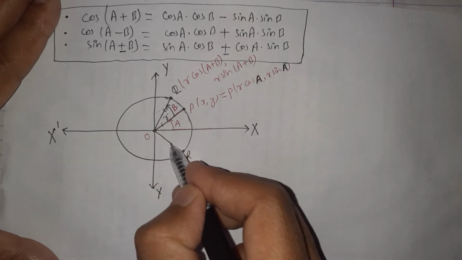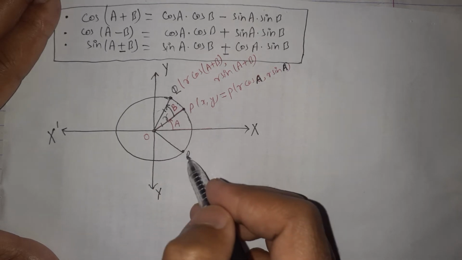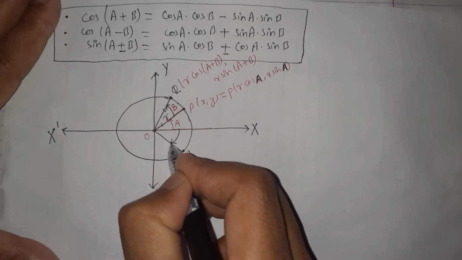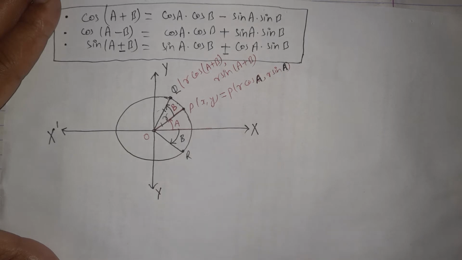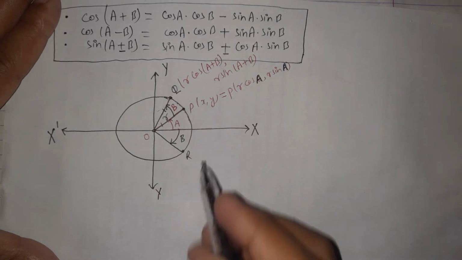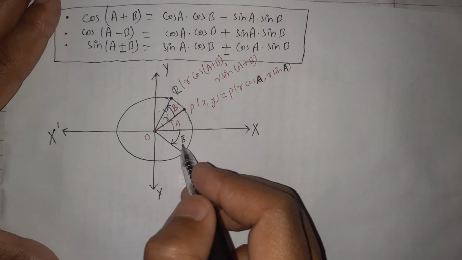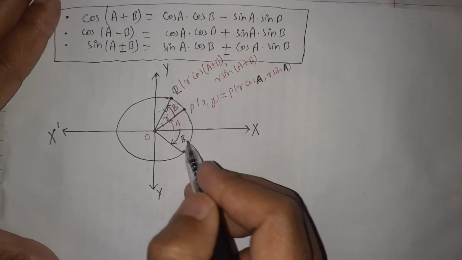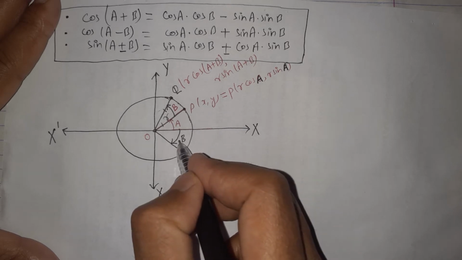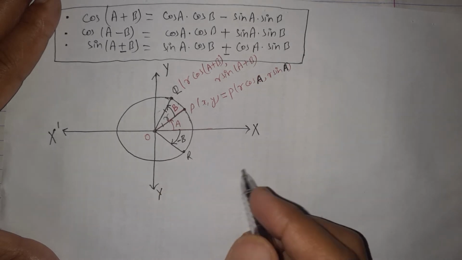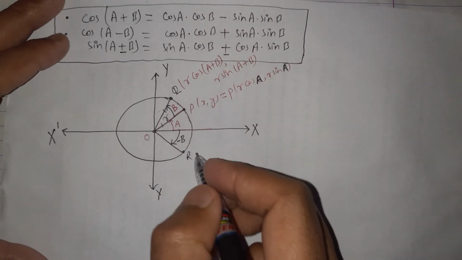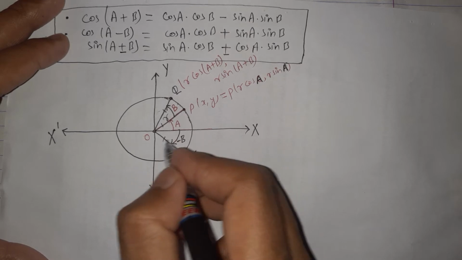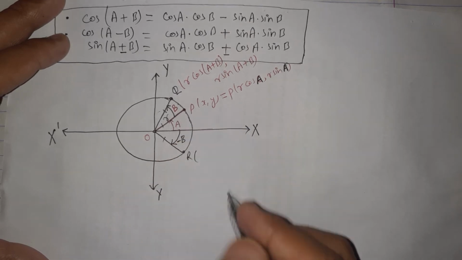The line segment which connects O and R is at, let's say, B degrees below the positive x-axis. Here we take the third point R, which is at B degrees below the positive x-axis. So the angle will be negative B because it is below the positive x-axis. And this length OR is the radius. We suppose R is the radius.